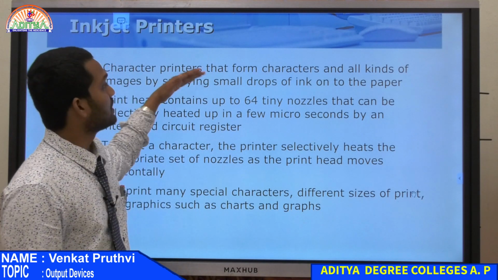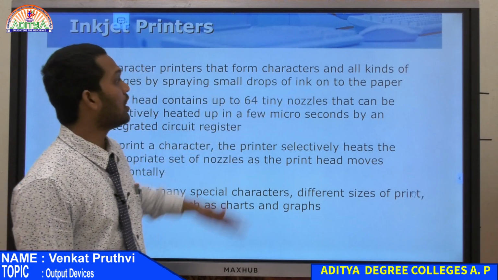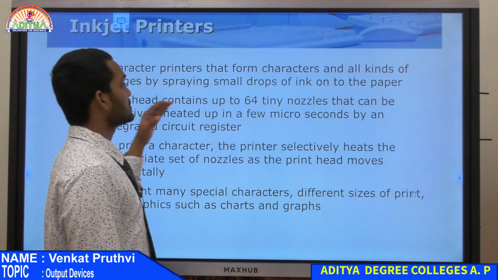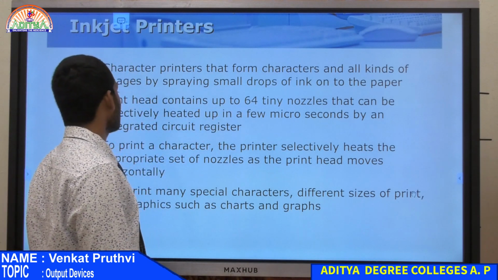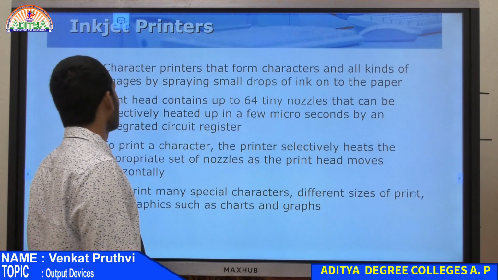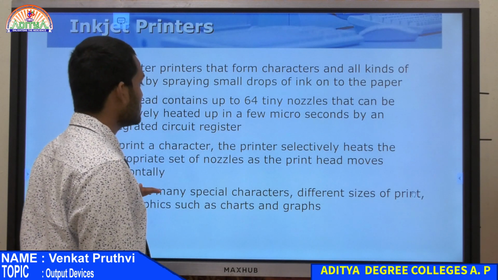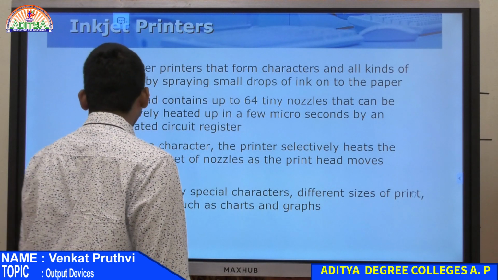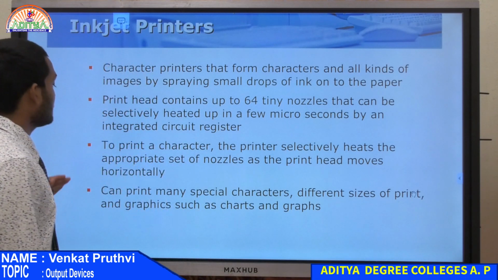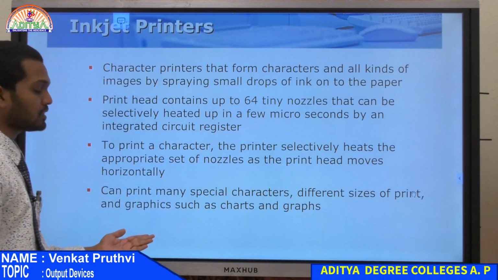Character printers that form characters and all kinds of images by spraying small drops of ink onto the paper. Now, print head contains up to 64 nozzles, tiny nozzles that can be selectively heated up in a few microseconds by an integrated circuit resistor. To print a character, the printer selectively heats the appropriate set of nozzles as the print head moves horizontally. Can print many special characters, different sizes of print, and graphics such as charts and graphs.